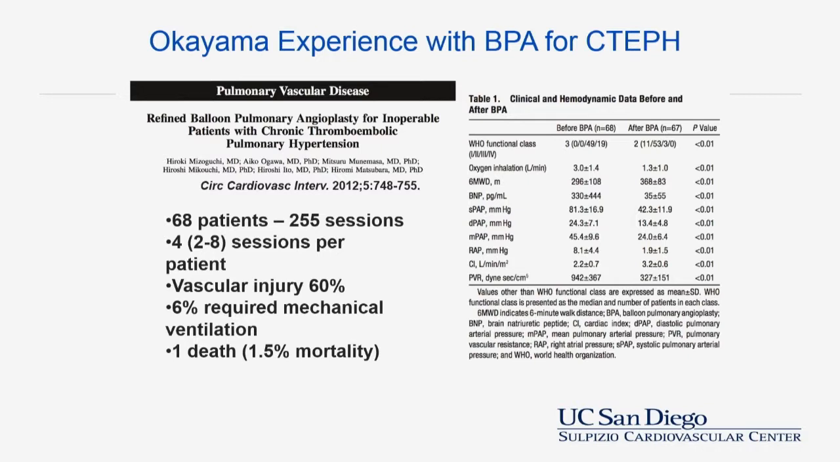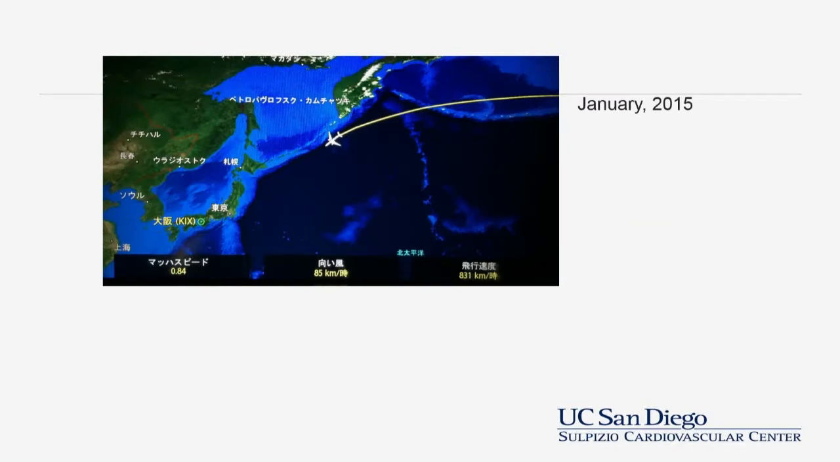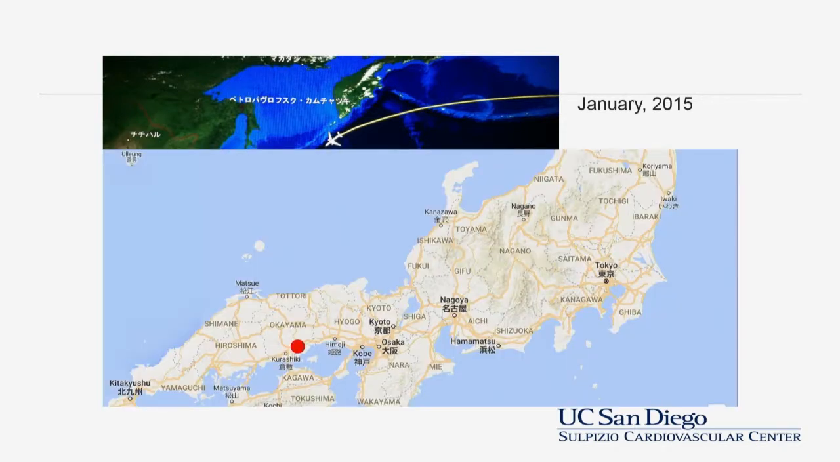And so we saw this with very few complications, 6% intubation, 1 death, though they had 60% vascular injuries. So this was published in 2012. So in January 2015, that's the flight I took along with our team from San Diego to Okayama, Japan. We decided we better find out where this is and whether this is for real.